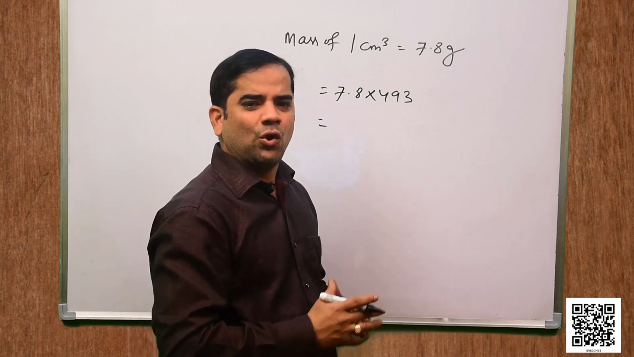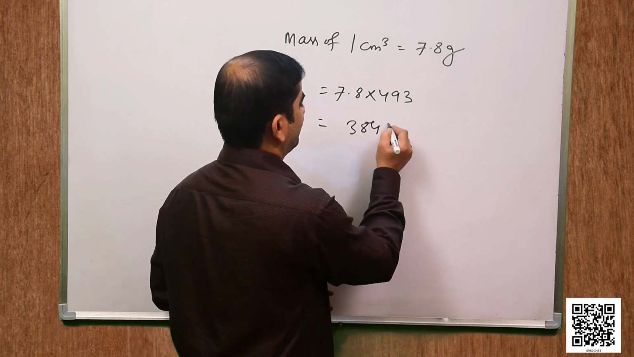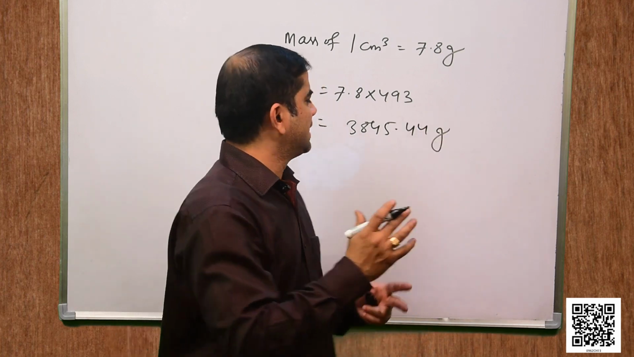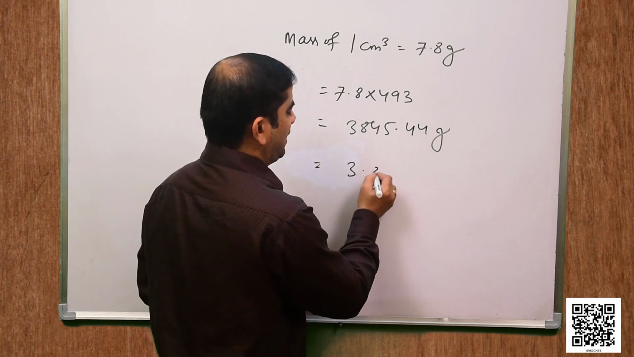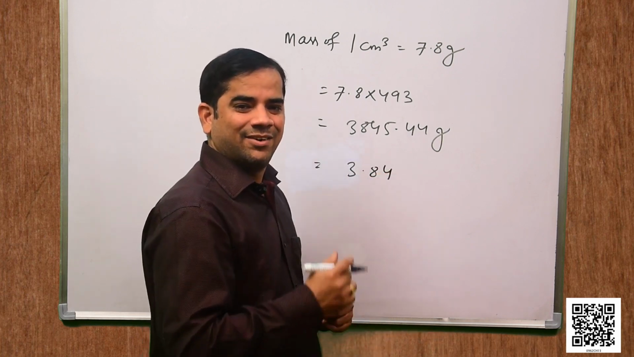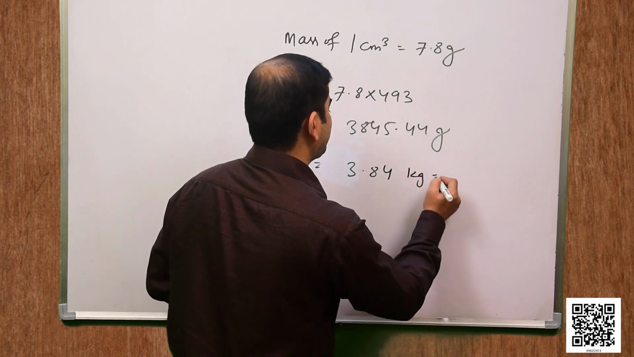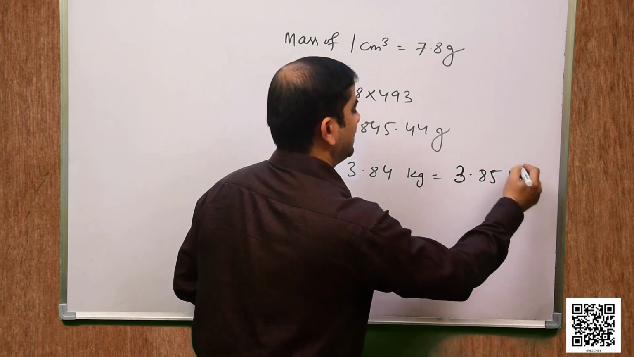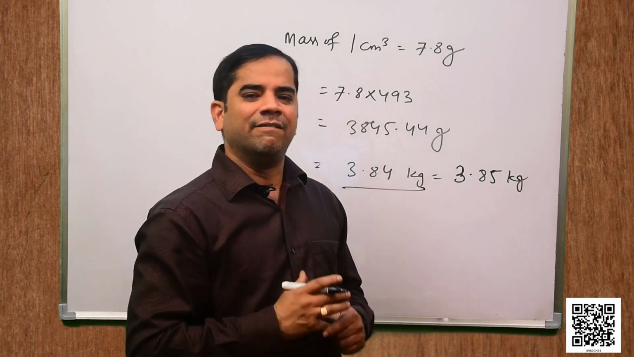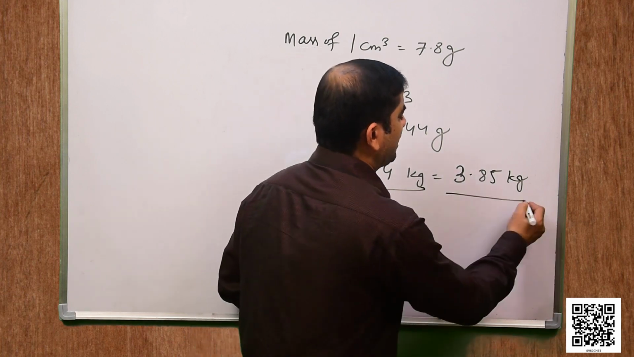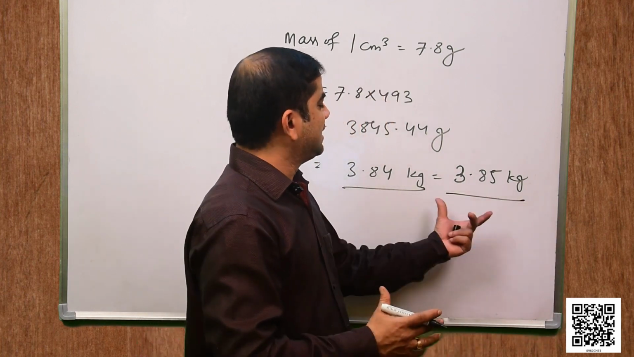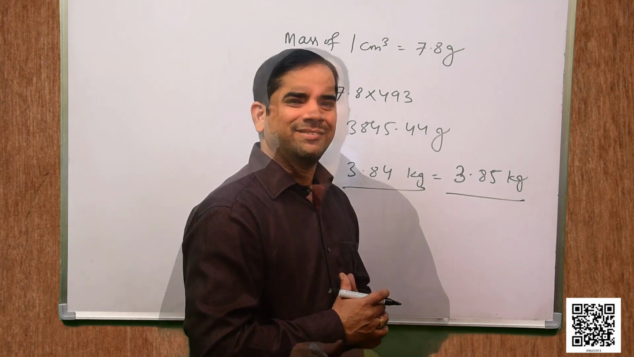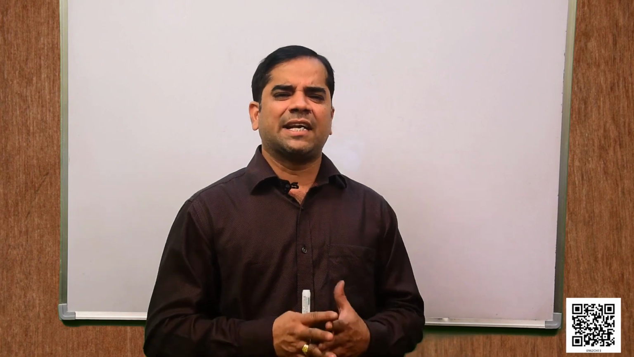Okay. That is equal to 3845.44 gram. Or we can say it as 3.84 kg. Or we can write it as 3.85 kg, because this is an approximate value. Okay. So, this is also an approximate value, or you can say this is a nearby value of the mass. Hope you understand.